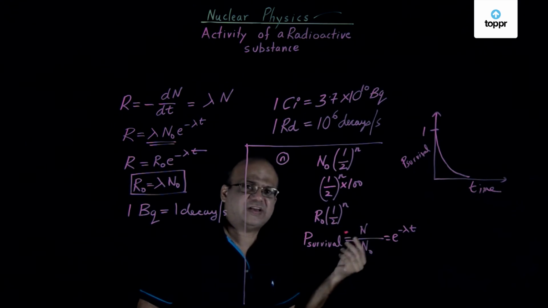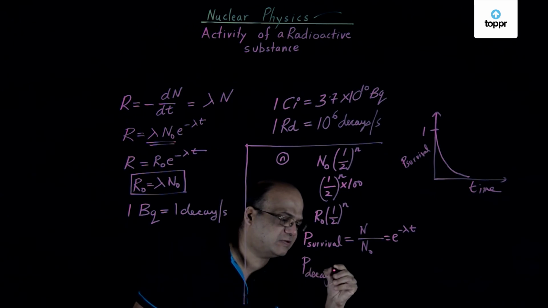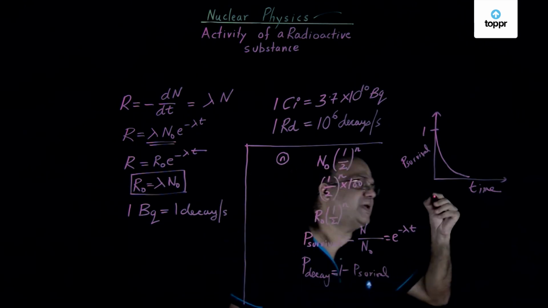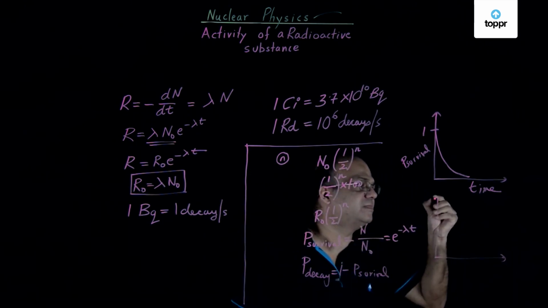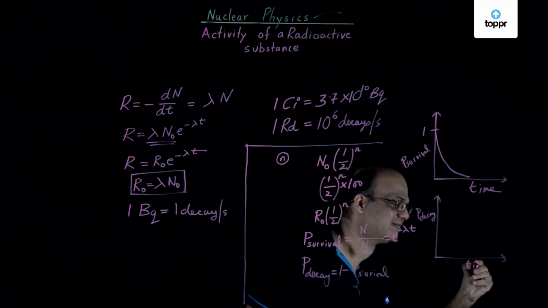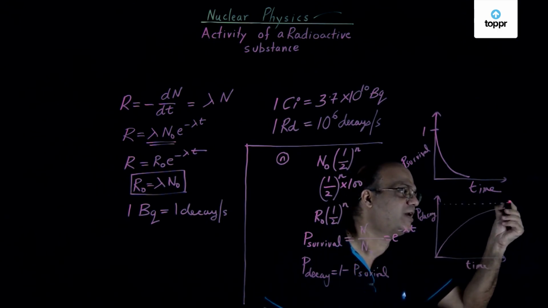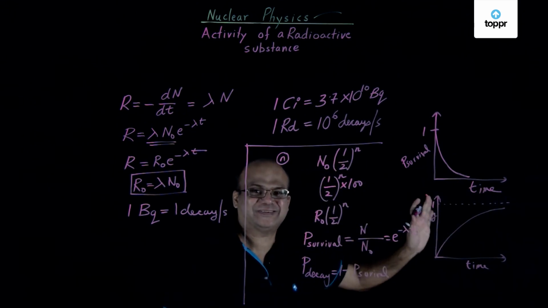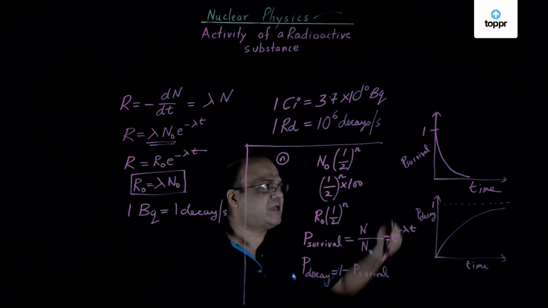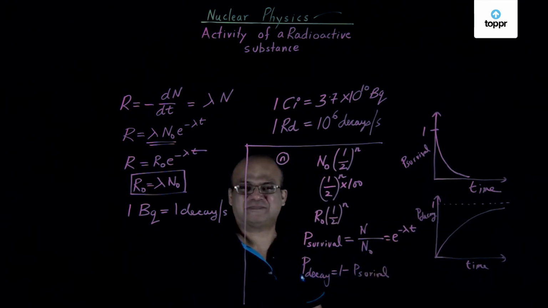If it does not survive, it decays. So P decay will be 1 minus P survival. So P decay with time will be like this, exponentially increasing. At infinite time it will become 1, that is decaying sure shot. So this is how P survival and P decay vary with time. P survival decreases with time, P decay increases with time.